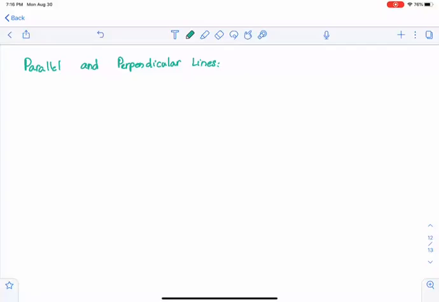So parallel and perpendicular lines. Now, if I have one line, I can easily find the equation of the line that's parallel to the given line. Now, we're going to use something conceptual to recognize why the remark that I'm going to write is true.